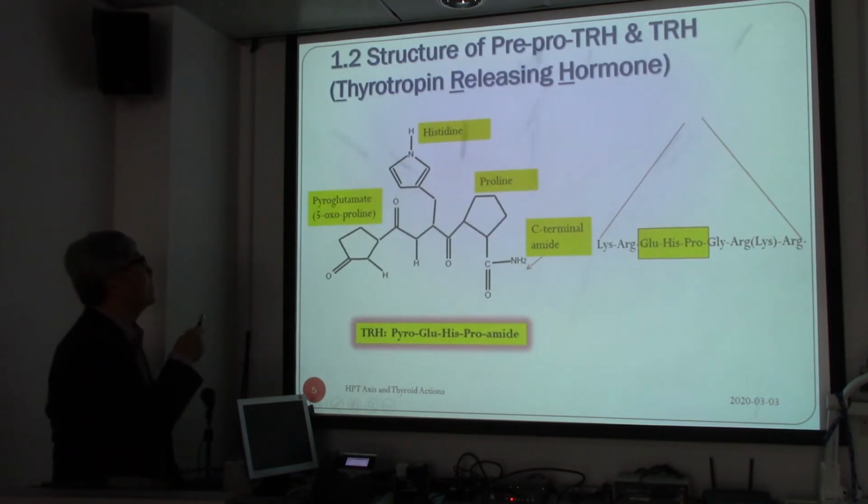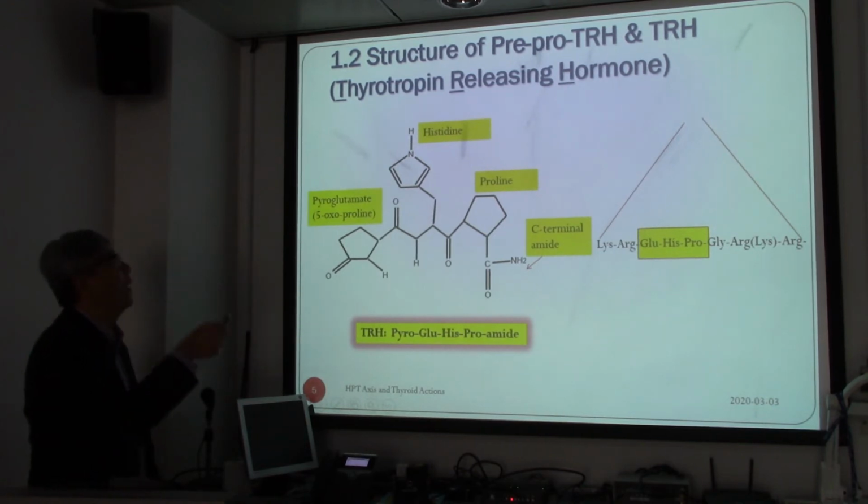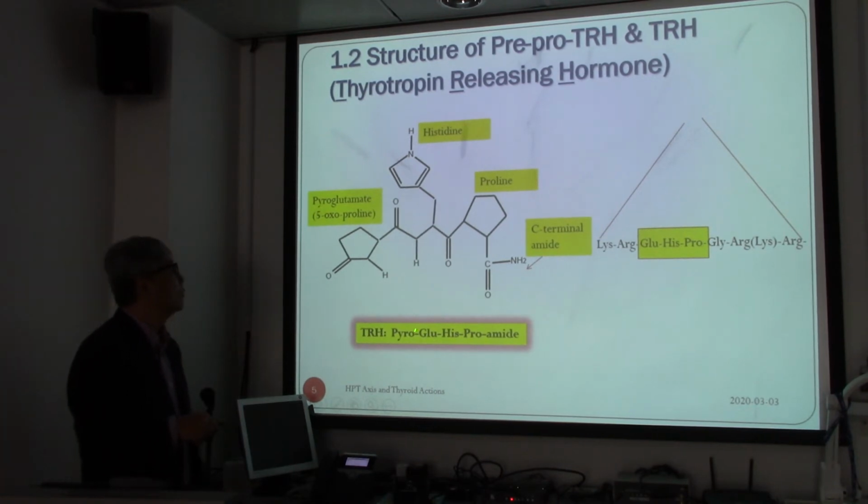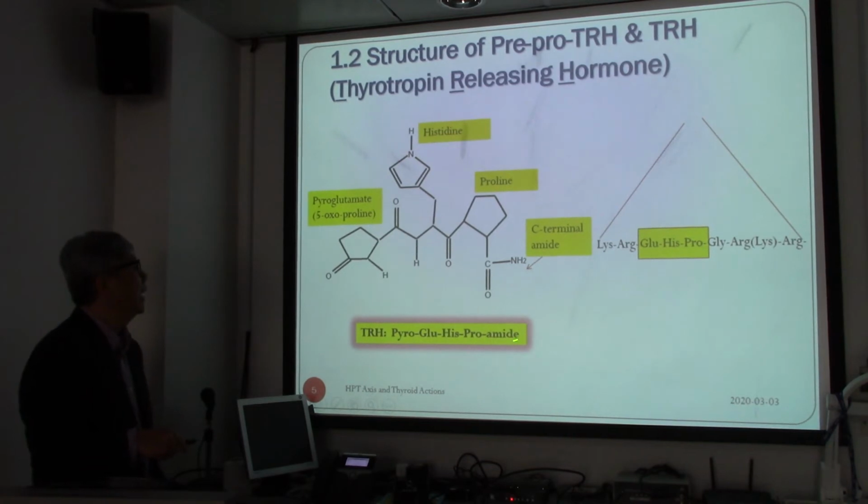So let's go back and start from TRH, from the hypothalamus. The structure of the TRH, or thyrotropin releasing hormone. This hormone is interesting in that it has only 3 amino acids, with a very special structure of 5-oxyproline, or pyroglutamate. This is the pyroglutamate, and then a histidine in the middle, and then the C-terminal is amidated with NH2. This is the proline structure. So TRH is pyroglutamine, histidine, prolinamide.